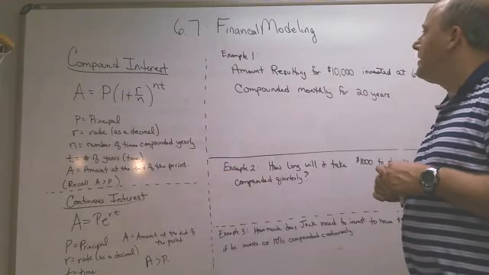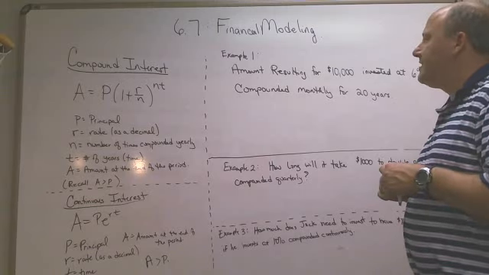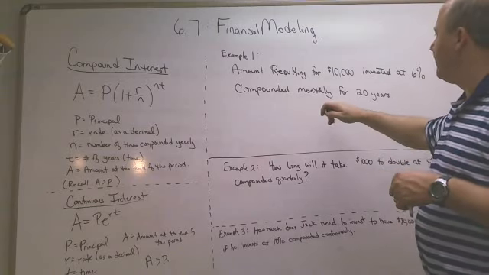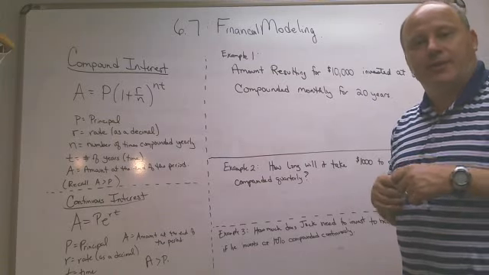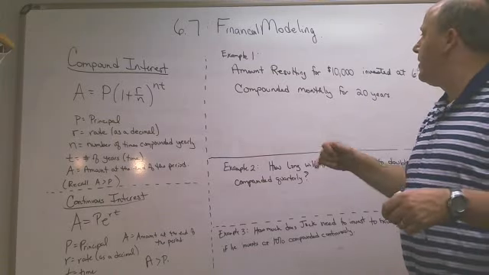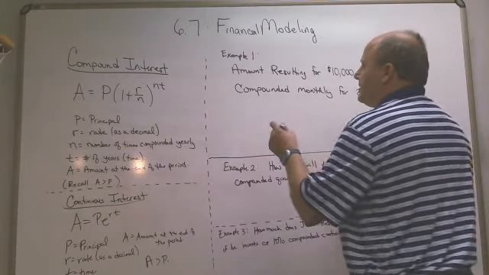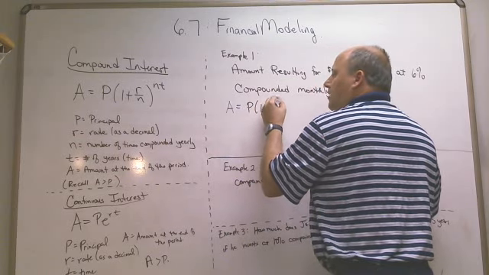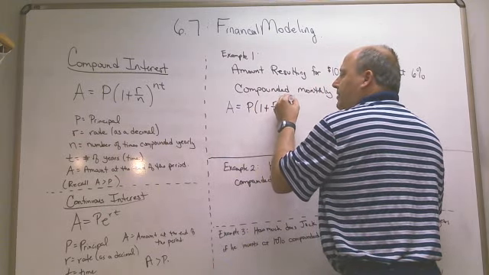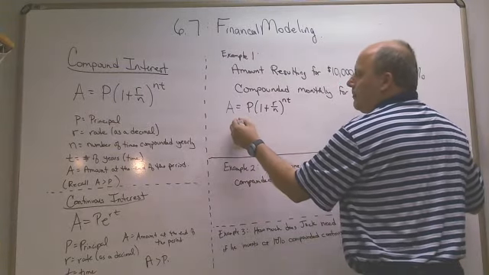Example 1 says: find the amount resulting from $10,000 invested at 6% compounded monthly for 20 years. So what they want to know is how much is at the end of the period. You put $10,000 in the bank, you invest at 6% compounded monthly. So it looks kind of like this: A equals P times 1 plus R over N to the NT power. You want to know what the amount at the end of the period is. So you just put the numbers in the right place.